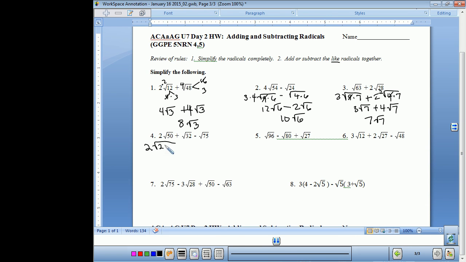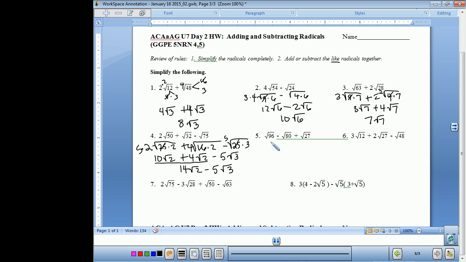The 50 will break down into 25 times 2, 32 will break down into 16 times 2, and 75 will break down into 25 times 3. Square root of 25 is 5, square root of 16 is 4, square root of 25 is 5. So this is 10 roots of 2 plus 4 roots of 2 minus 5 roots of 3. So we can only combine the first two. They're the ones that are alike. So this is 14 roots of 2 minus 5 roots of 3. That's all we can do.